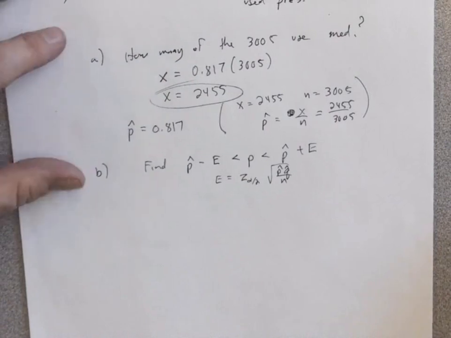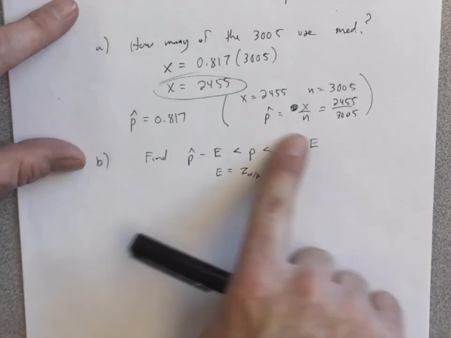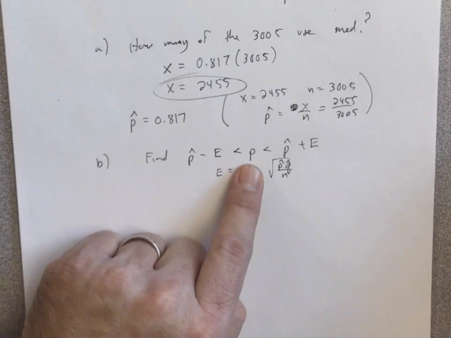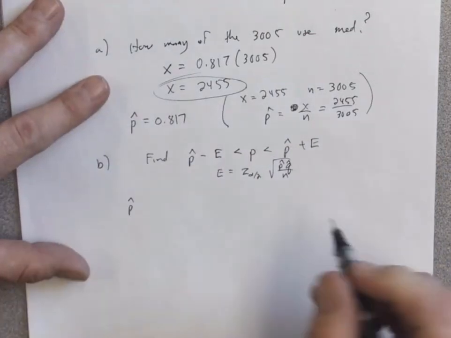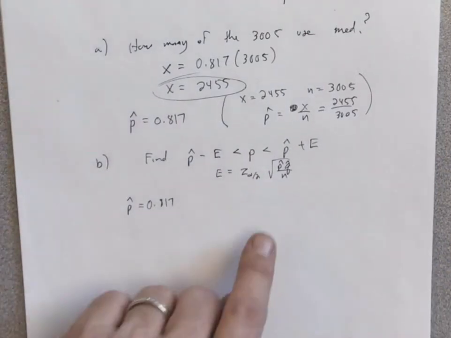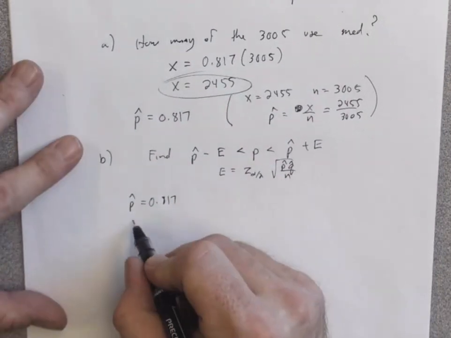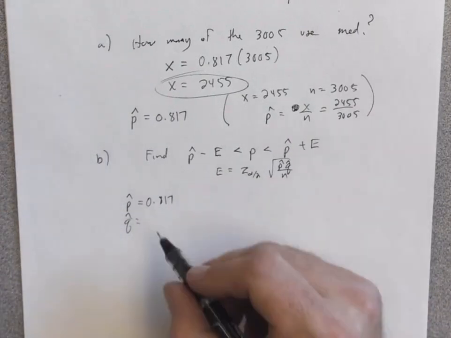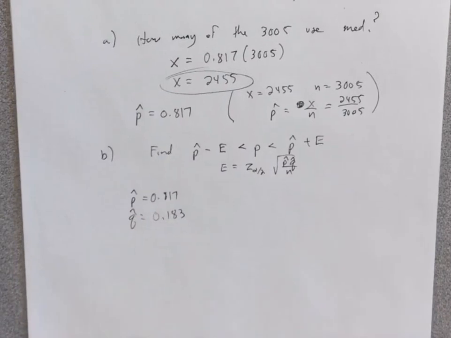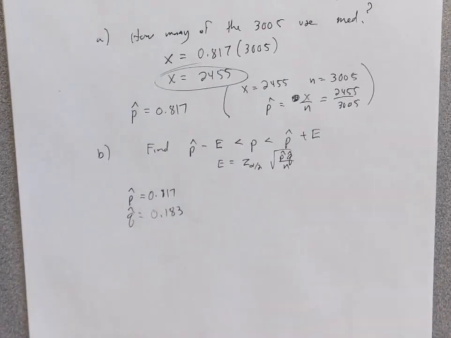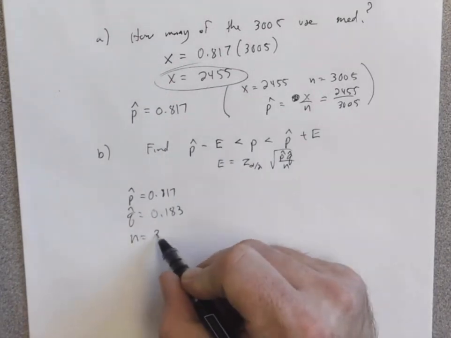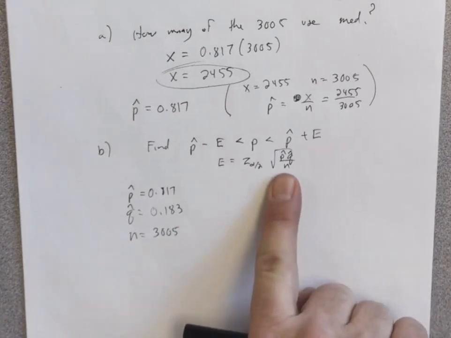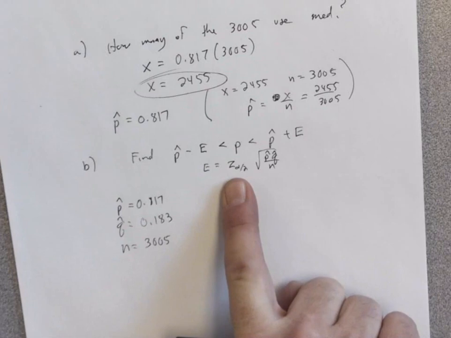So let's start talking about the values that I know so far. Which of these letters do you know? Remember, you'll never know P. P is the population parameter, right? This is what we're estimating. So, what's P hat? 0.817. So if I know P hat, what do I also know? Q hat. It's going to be 1 minus this number. What is it? 0.183. Makes sense. What else do we know? We know N. What's N? 3005. So I've taken care of everything here in E, except the Z alpha over 2. This is the last thing I need to know.